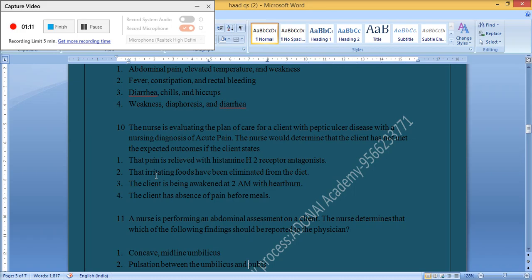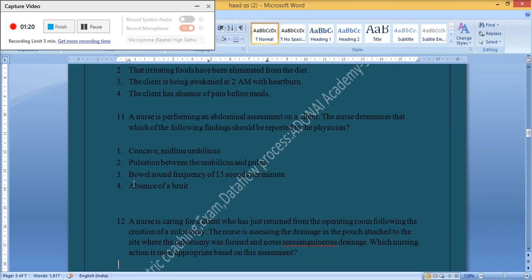The correct answer is 3. The client is being awakened at 2 a.m. with heartburn. 2.11. The nurse is performing an abdominal assessment on a client. The nurse determines that which of the following findings should be reported to the physician?